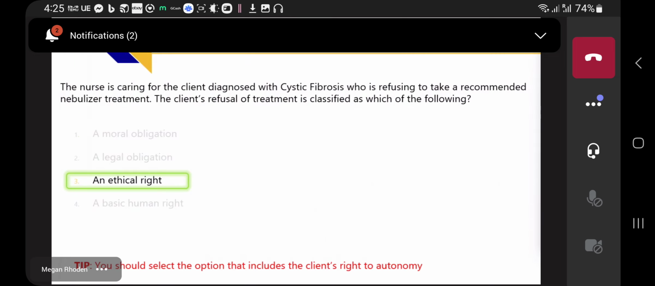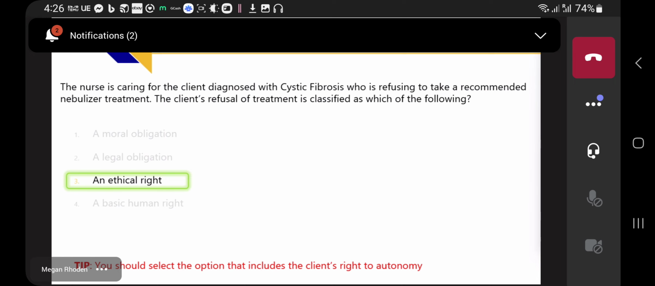Alrighty, guys. So, coming back together, the correct answer here to question number three is indeed number three. This is an ethical right. So, please note the tip at the bottom. It says you should select the option that includes the client's right to autonomy. So, ethical rights are based on an ethical principle and are often privileges allotted to individuals.